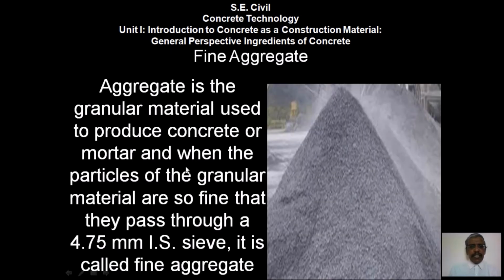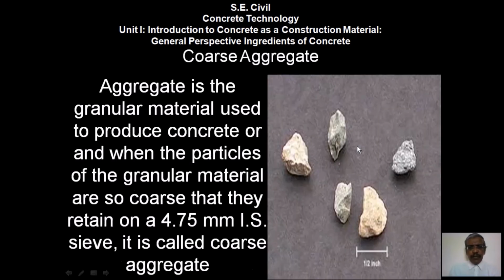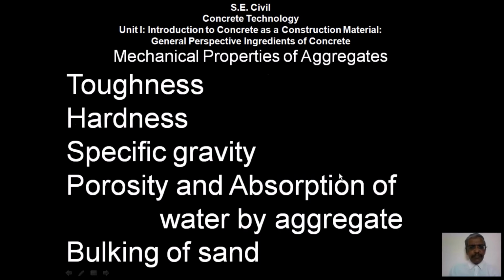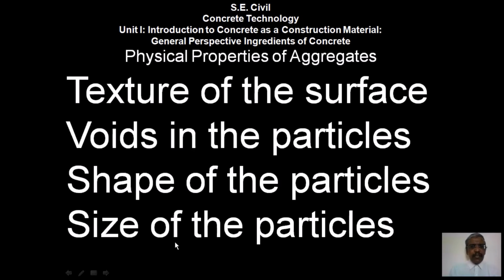Then fine aggregate: the aggregate which passes through the 4.75 mm IS sieve is called the fine aggregate. So here you can see the photo. The coarse aggregate which is retained on the 4.75 mm IS sieve is called the coarse aggregate. The mechanical properties of the aggregates: the toughness, hardness, specific gravity, porosity and absorption of the water by aggregate, bulking of the sand. The physical properties of the aggregate: texture of the surface, voids in the particles, shape of the particles, size of the particles.